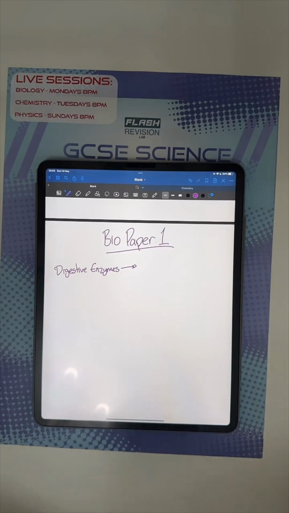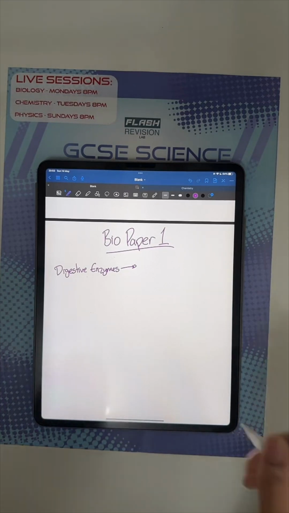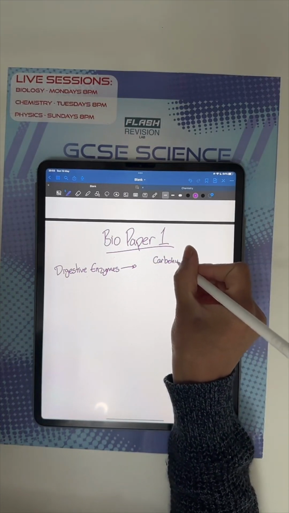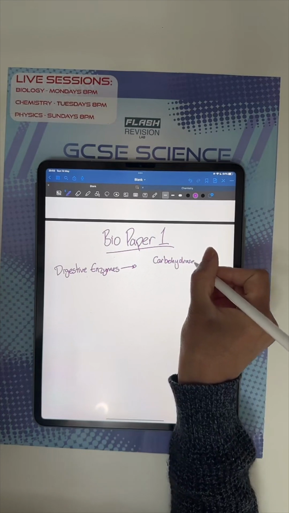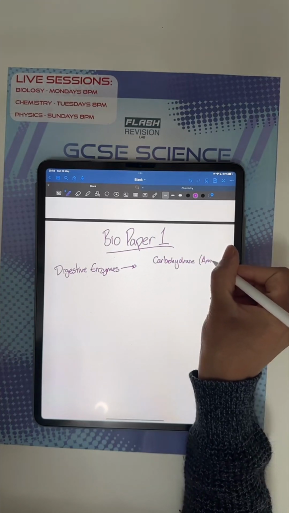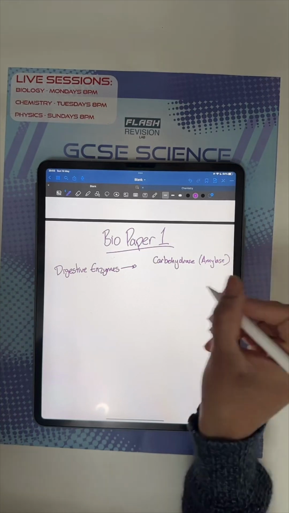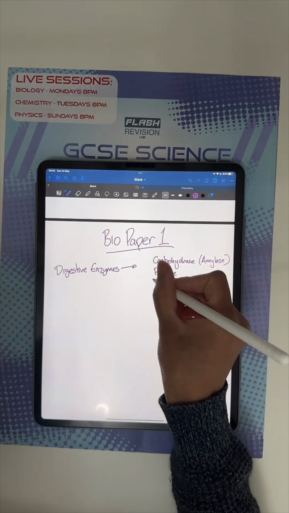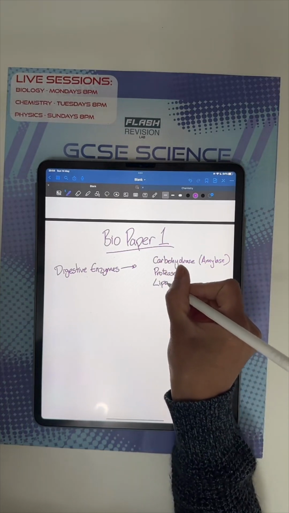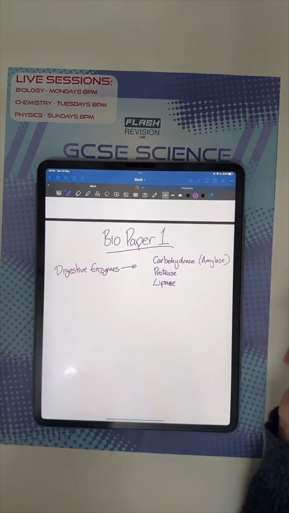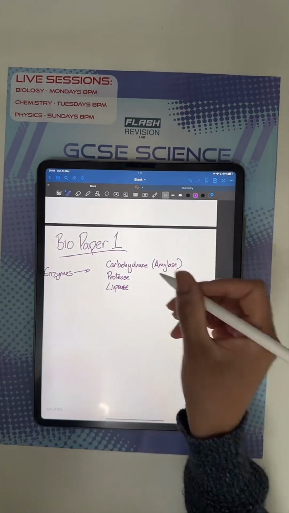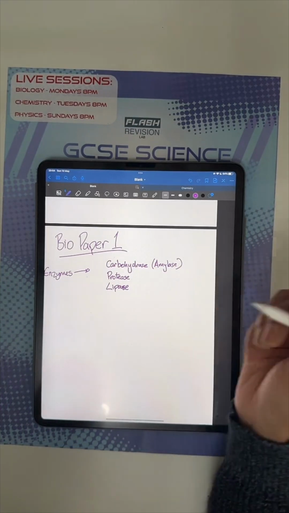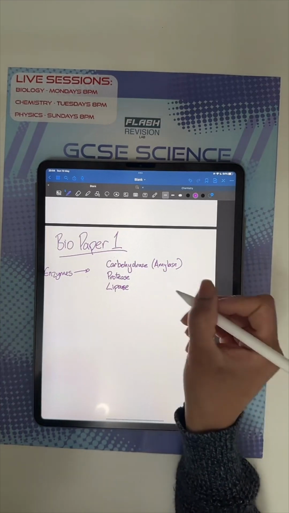Three types of digestive enzymes: amylase, protease, lipase. Yes, you can call it carbohydrase as well. An example of carbohydrase is amylase. You get marks for both. Protease and lipase. So you can tell by the name what they break down. Carbohydrase will break down carbohydrates. Protease will break down proteins. Lipase will break down lipids or fats.